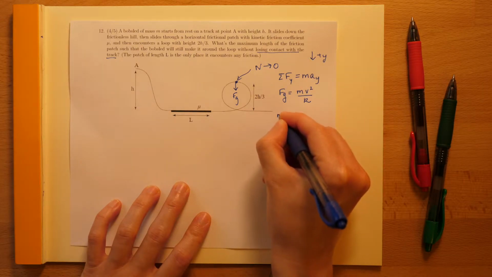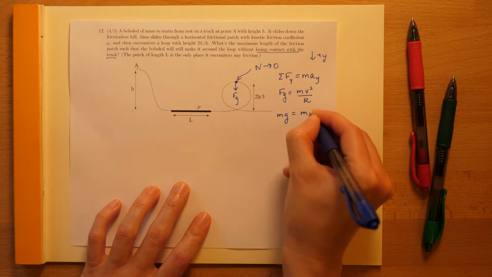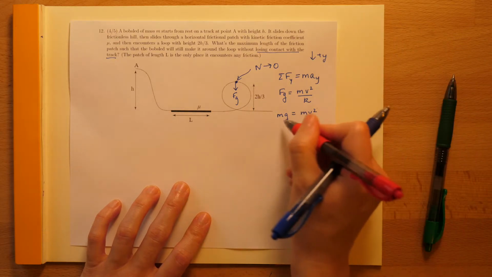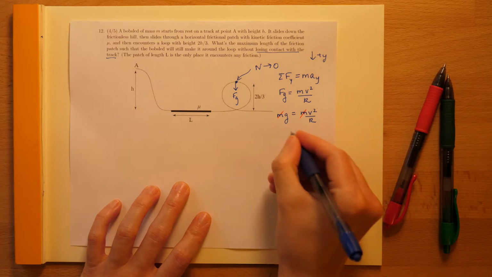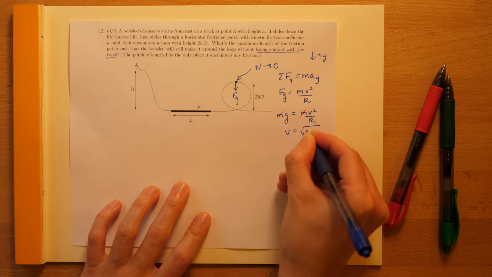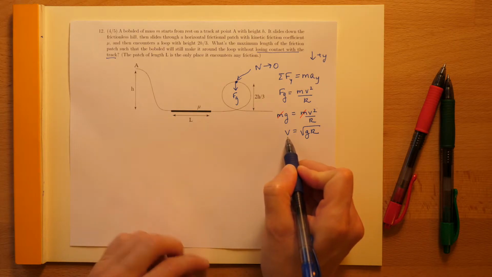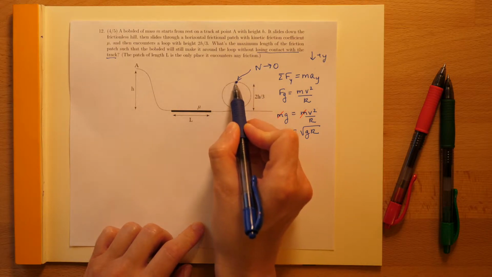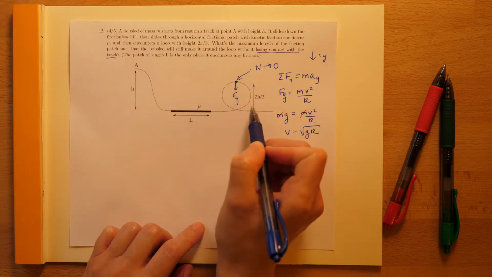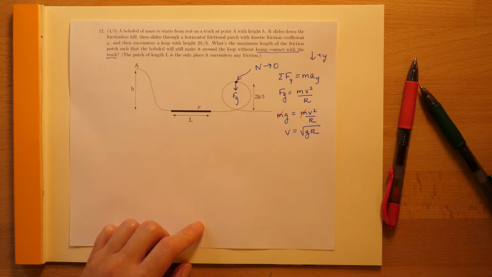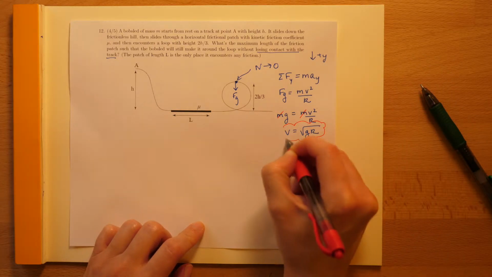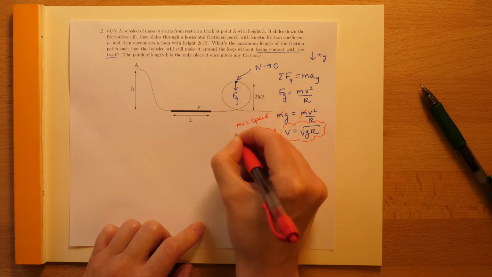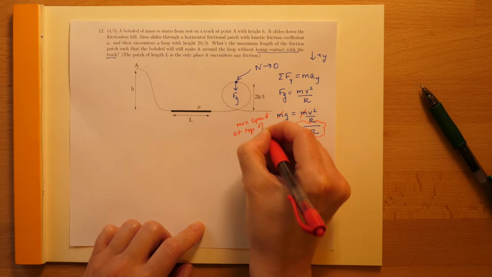So Fg is mg, so mg equals m v squared over r. These m's cancel out, and we can solve for v. v is the square root of g times r. So that's the speed that the car needs to have at the top of the track in order to make it around. I'll just make a little note that this is the minimum speed at the top of the loop.